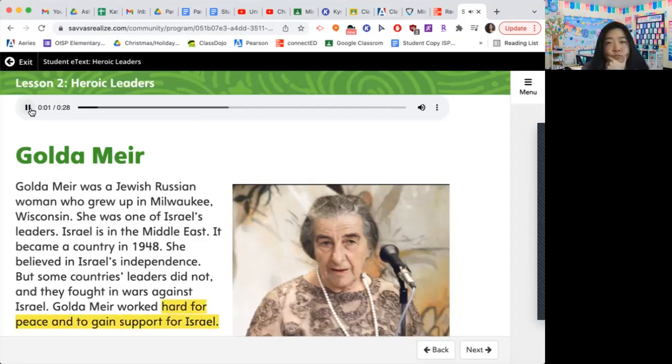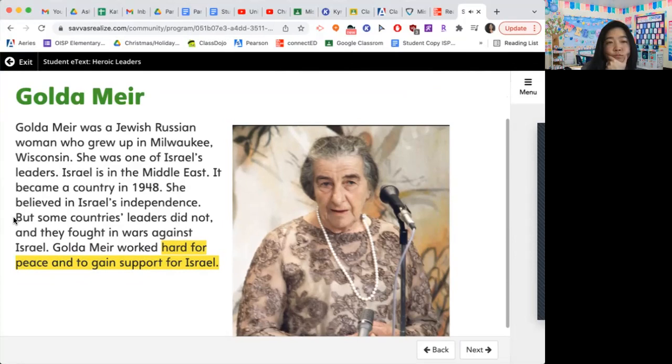Golda Meir. Golda Meir was a Jewish Russian woman who grew up in Milwaukee, Wisconsin. She was one of Israel's leaders. Israel is in the Middle East. It became a country in 1948. She believed in Israel's independence. But some countries' leaders did not, and they fought in wars against Israel. Golda Meir worked hard for peace and to gain support for Israel.